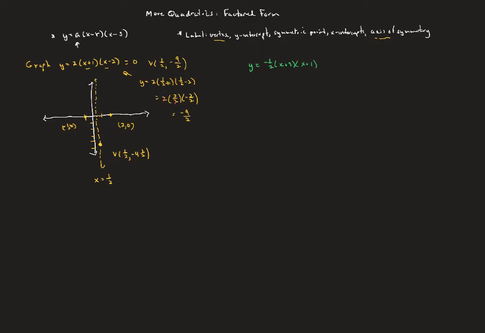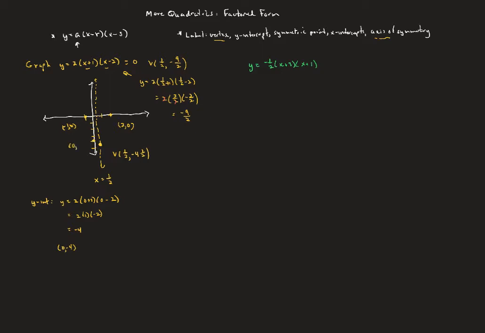Now we can find the y-intercept. If we plug in to get the y-intercept, we do as we usually do. We're going to plug in 0 for the x's. So we're going to get 0 plus 1 and 0 minus 2. So that's going to be 2 times 1 times negative 2, which is negative 4. So our y-intercept is going to be (0, negative 4). 1, 2, 3, 4 right there.